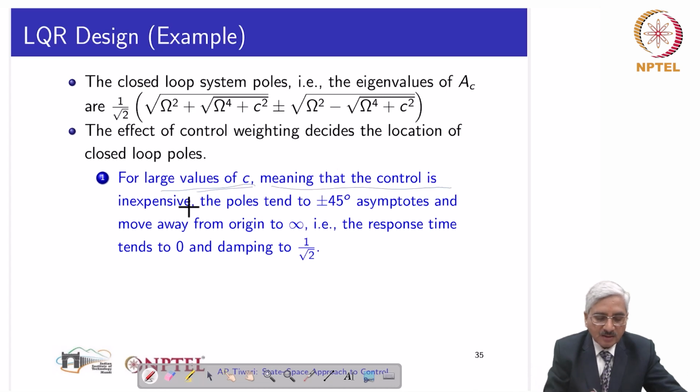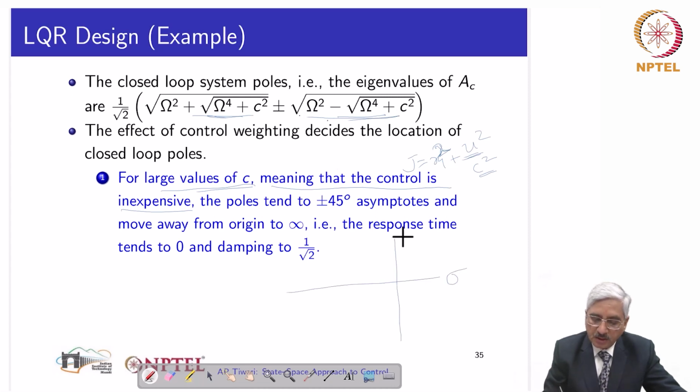and of course that will mean that control is inexpensive, control is cheap. That term was u square by C square in J. J was this, x1 square plus u square by C square. If C is very large, the weightage to control is nearly 0. And control is inexpensive, and so we find that these two parts are equal. Of course this one is imaginary.